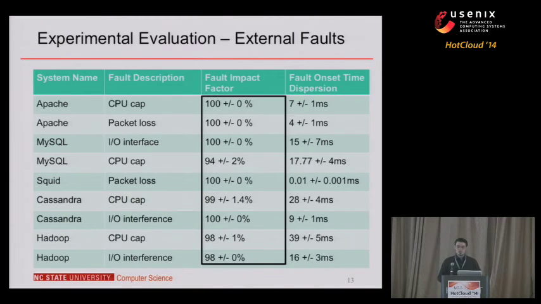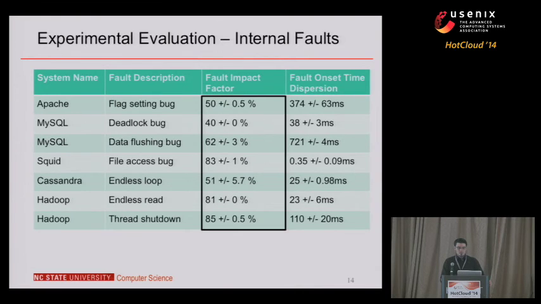So here are the results of our evaluation on external faults. Highlighted in black are the calculated impact factors for these faults, and we can see all of them are very, very high. Several of them are 100%, if not very close to 100%. We have one case that's a little borderline, the MySQL CPU cap, but even that case is still greater than 90%.